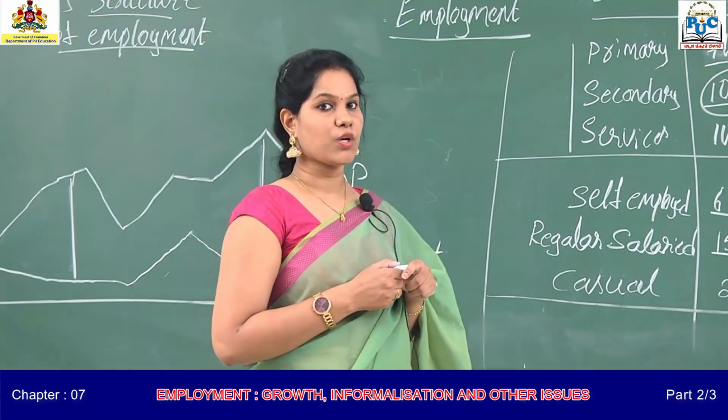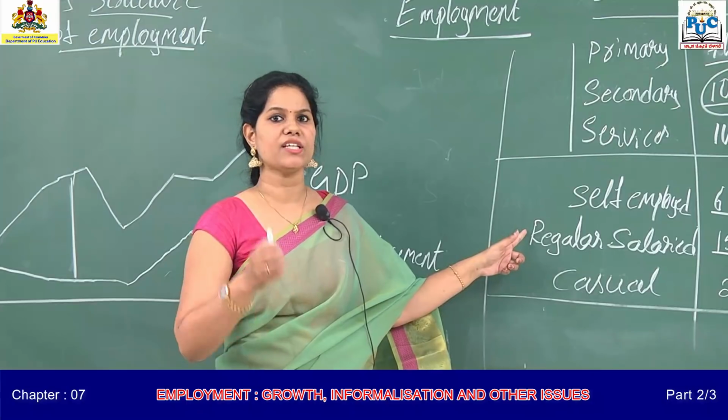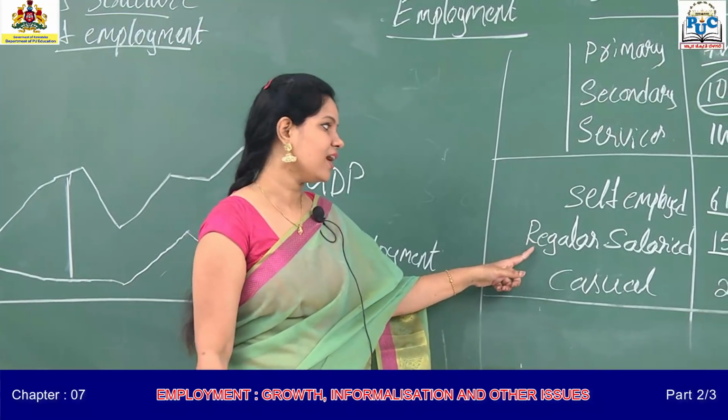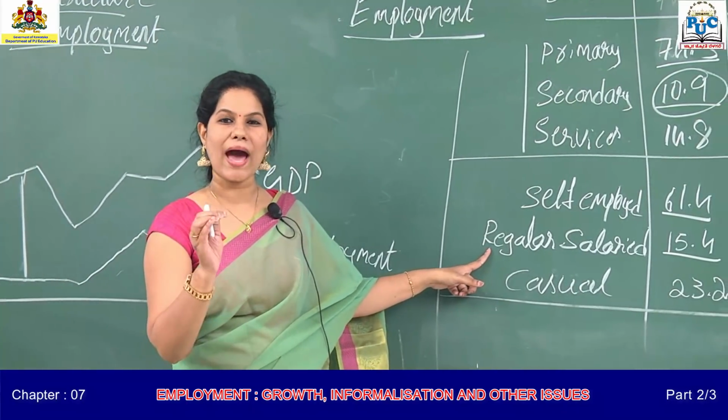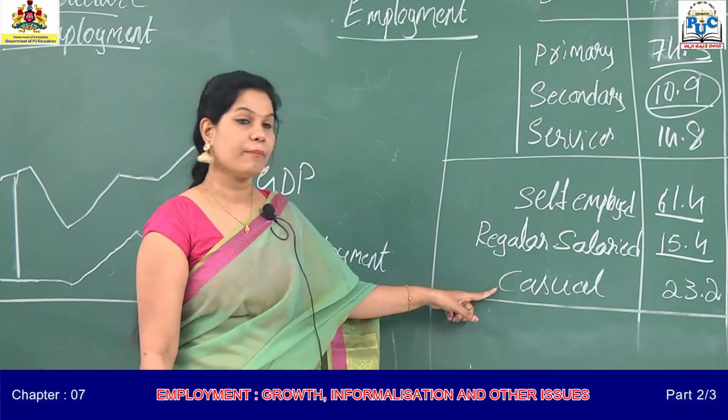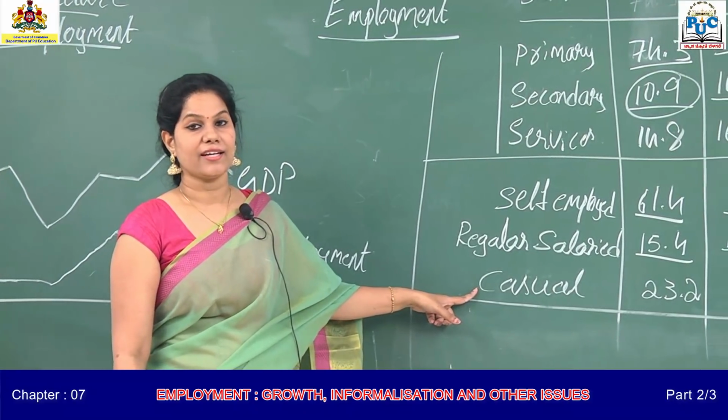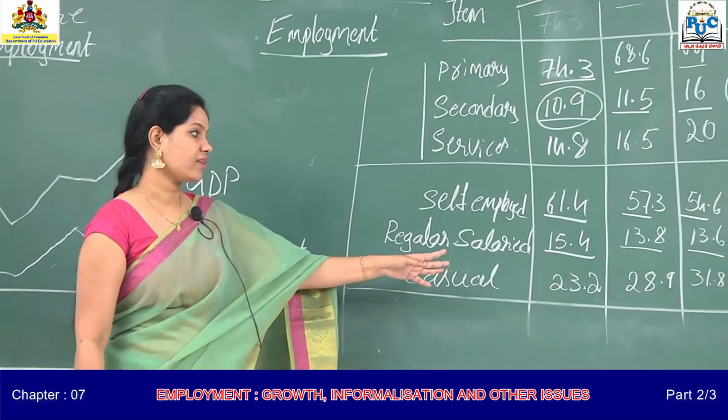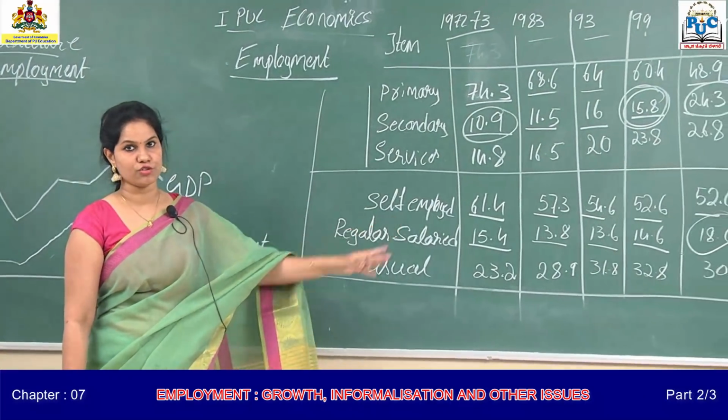So this way, what we started seeing is that self-employment is declining, but it is still there. Regular salary has definitely increased quite a bit, not appreciably, but casual laborers are increasing immensely, non-stop.